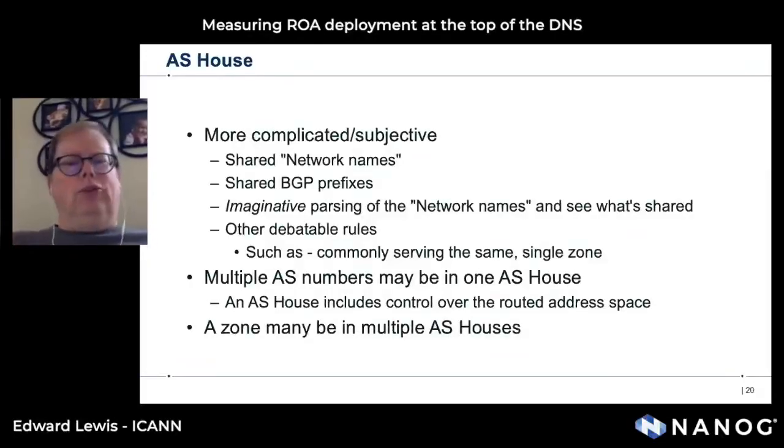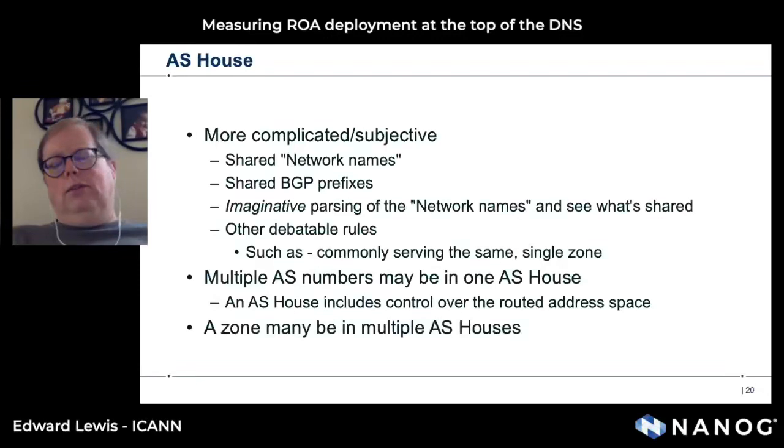So the AS house is a little more complicated. I had to do some more playing with network names: BGP prefixes, imaginative parsing of the network name that comes from the Team Cymru listing from the RARs, and some other debatable parsing rules. I wound up creating pools of AS numbers that may be running together. And one thing that's important here is a zone can be multiple AS houses.